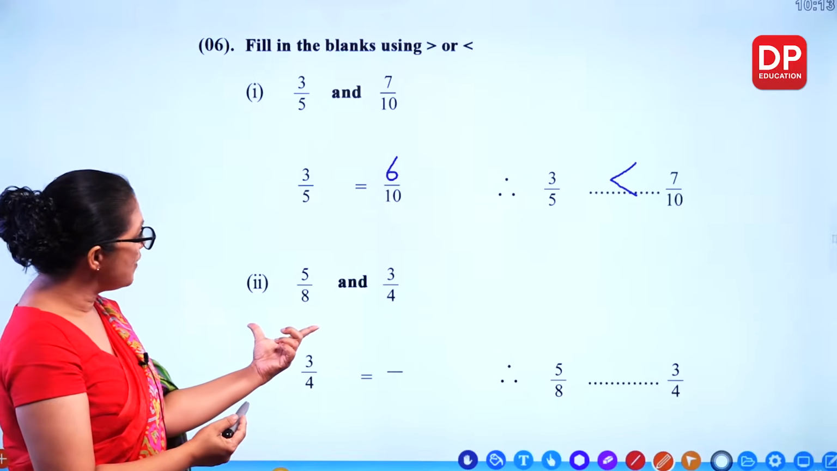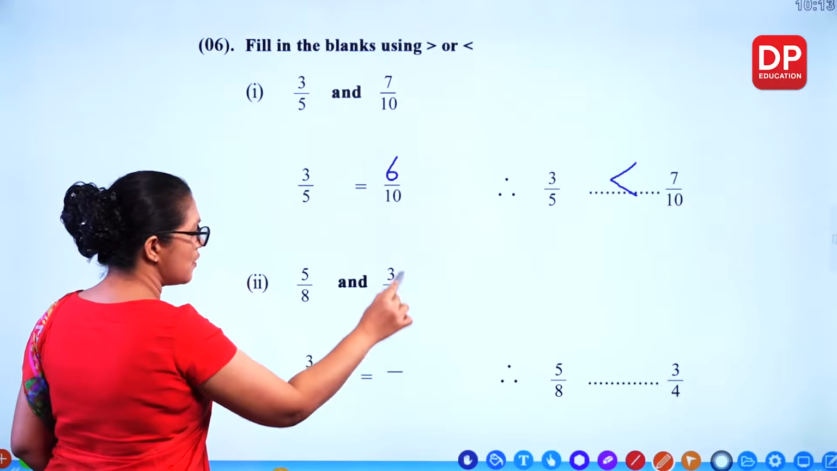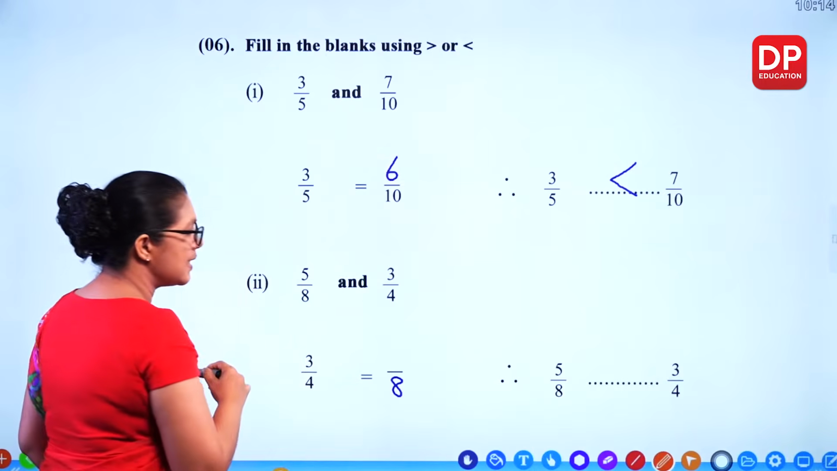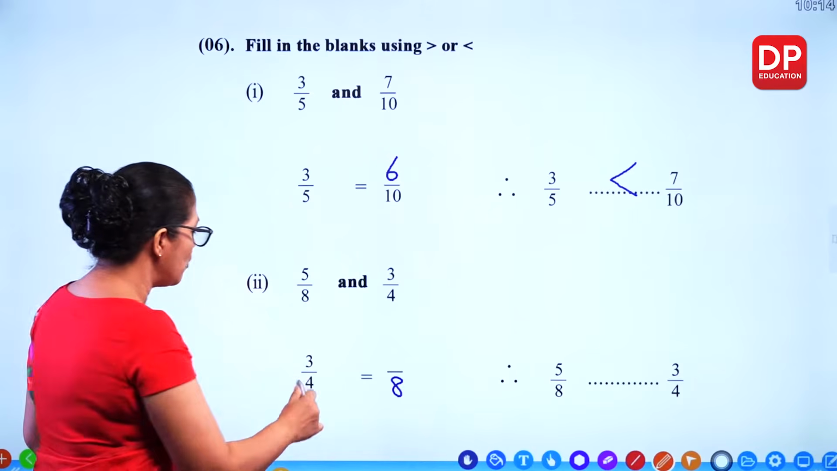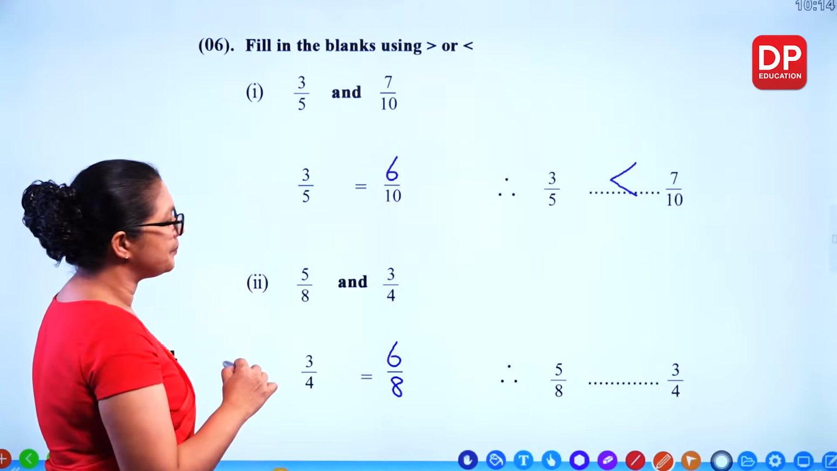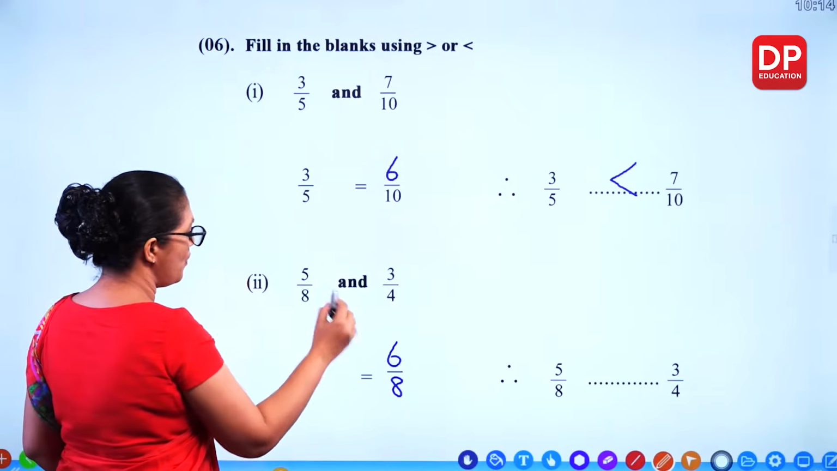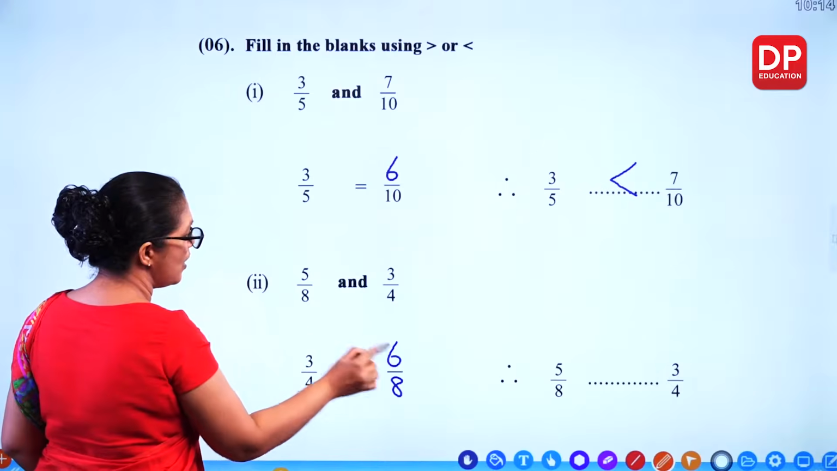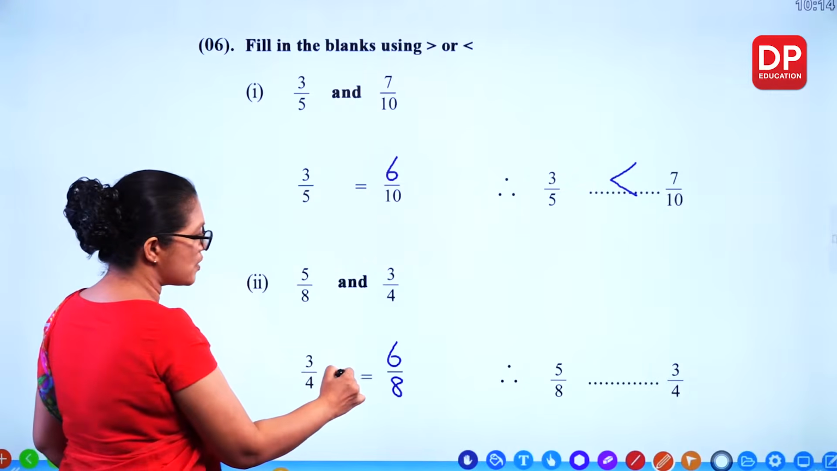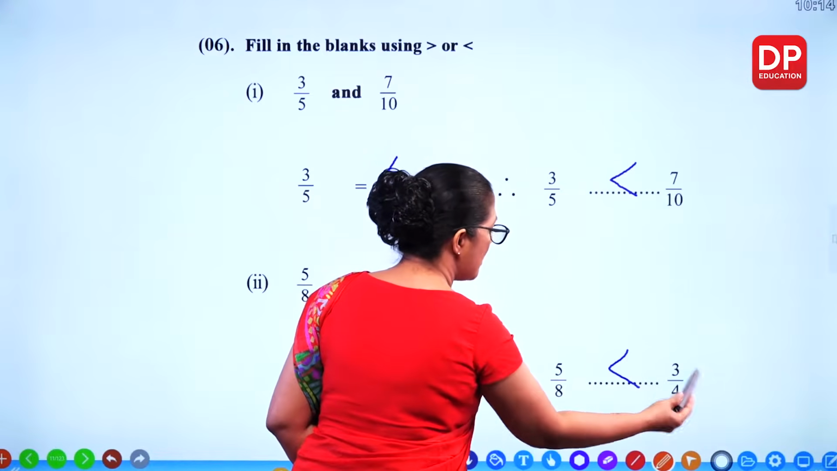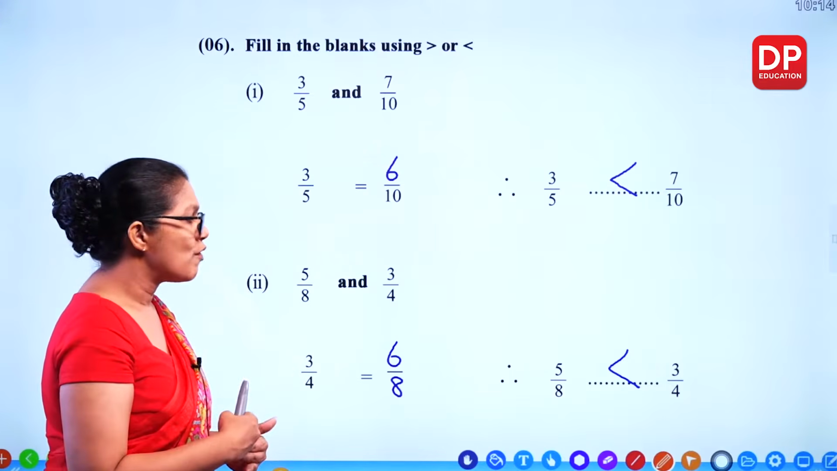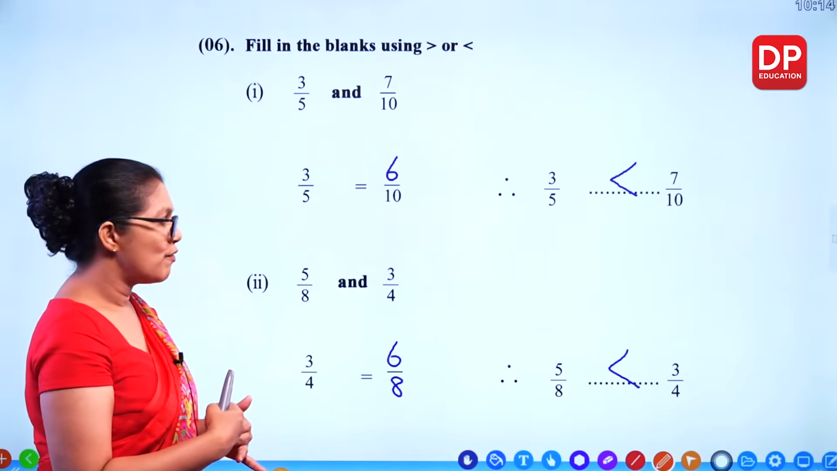When you want to compare these two, you have to convert this 3/4 to the equivalent fraction with the denominator 8. How do you do that? You can multiply by 2. 2 times 3, you get 6 here. Now, which one is bigger when you compare these two? 6 is bigger than 5. So that means 3/4 is bigger than 5 over 8. So in other words, we can say 5 over 8 is less than 3 over 4.